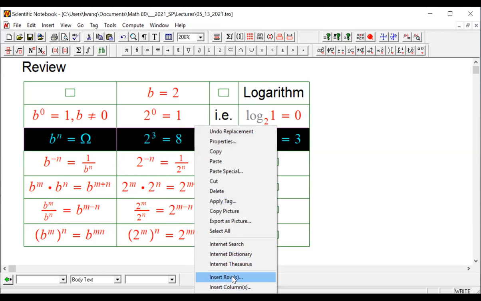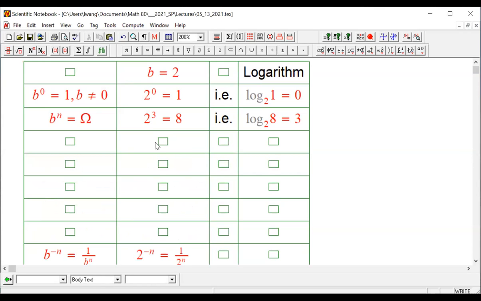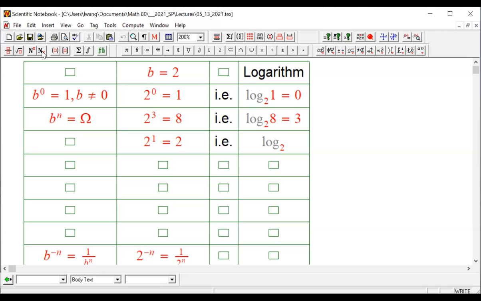So on this row, I'm going to insert some more rows, and we're going to practice this. 2 to the power of 1 equals 2. In other words, it is saying log base 2 of 2 equals 1. So one is expressing the consequence of power, and the other one is expressing the power alone.